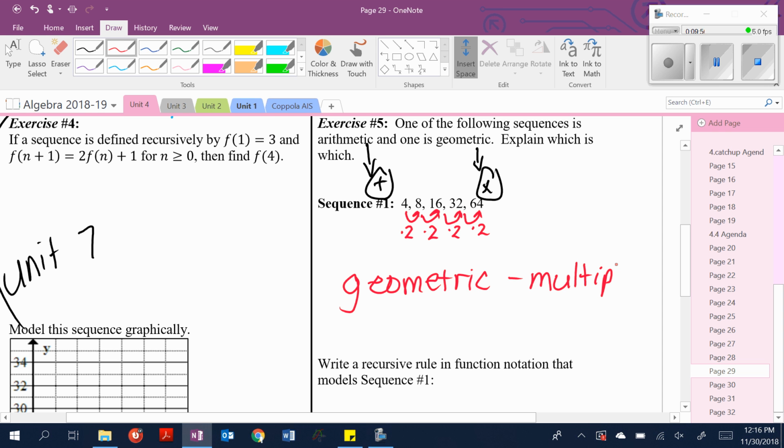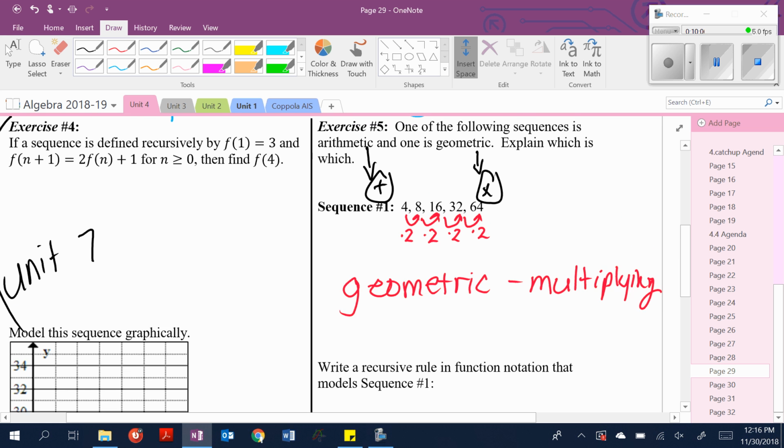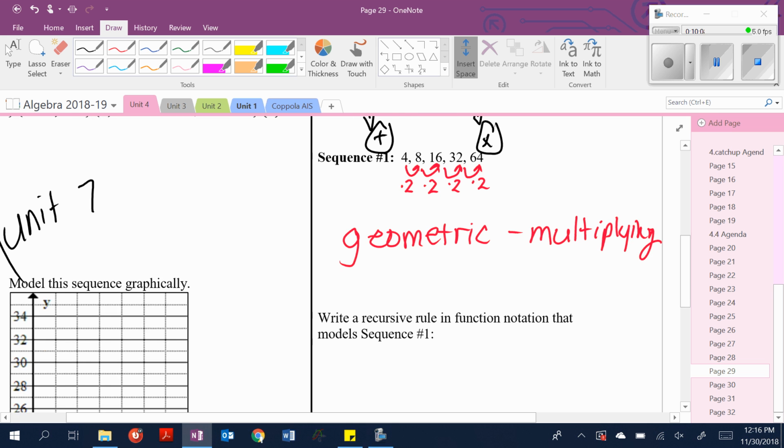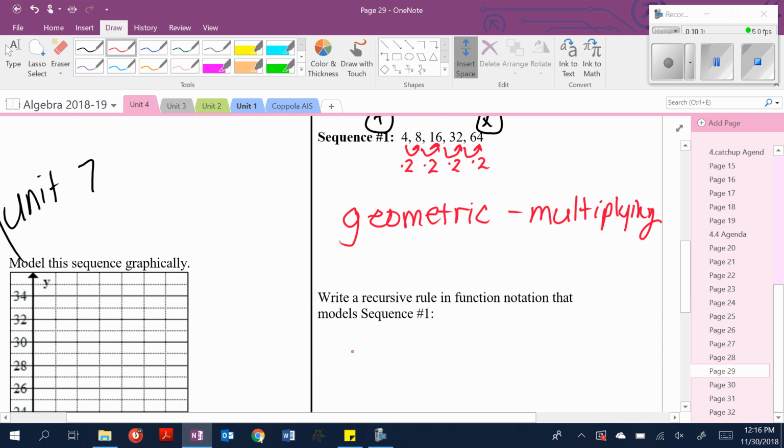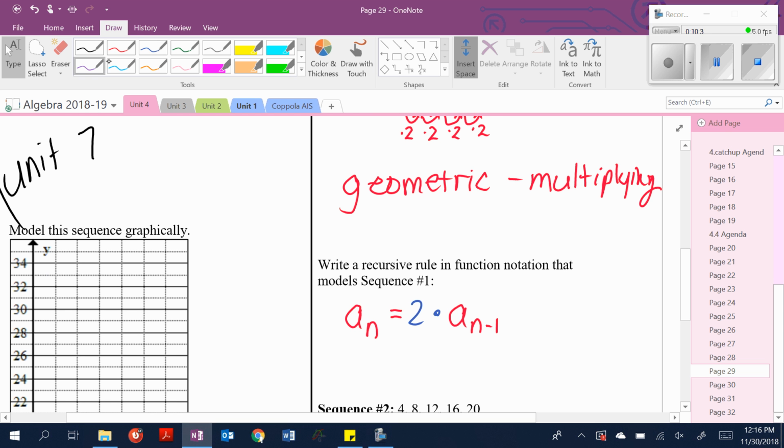Because we're multiplying. All right, it says to write a recursive rule in function notation that models the sequence. All right, we got this. It doesn't give us f of x or any of that, so we get to pick. I am going to just use f of n then. Or you know what, let's use a sub n. We haven't used that in a while. So a sub n is going to equal my before, which would be a sub n minus 1, and then 2 times that. And we're done, right? Wrong. You are right. We have to say what the first term is.